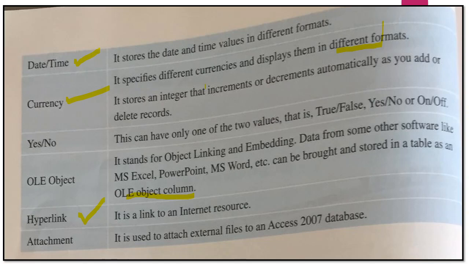Attachment. Attachment is used to attach external files to an Access database. What are the external files? Let's say you have an image, your profile picture, or the profile picture of a person, of a customer. You want to attach it in a record. So you need to choose the attachment data type.